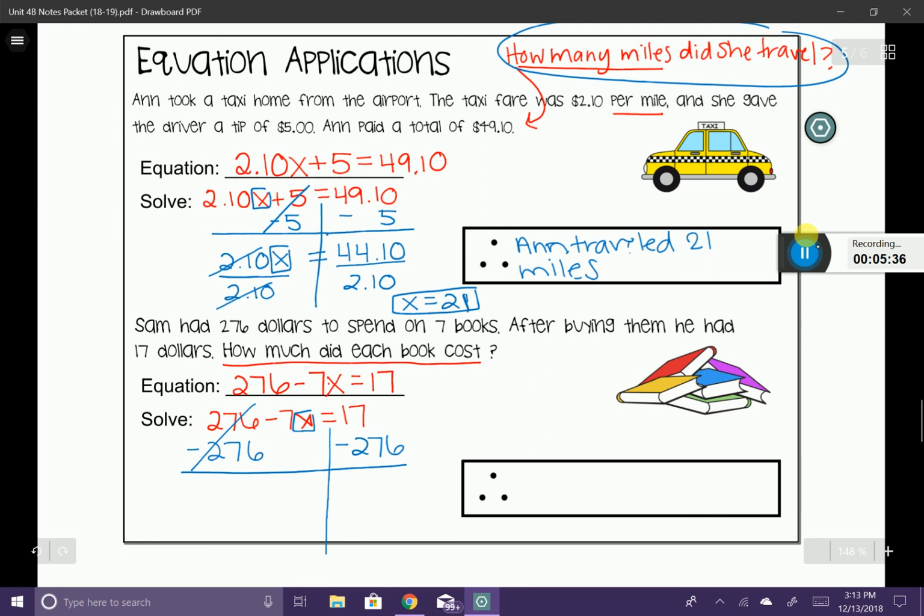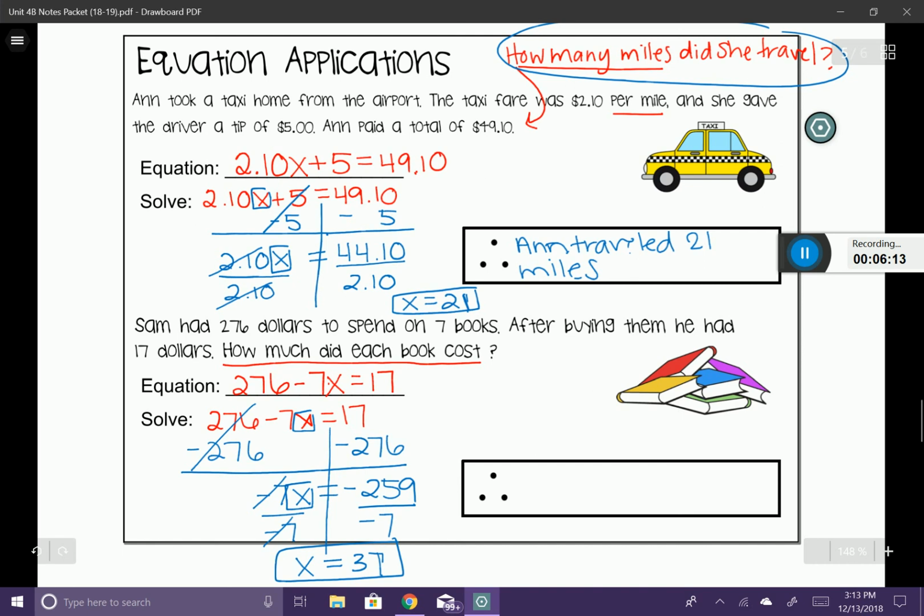My 276's are going to cancel out, and I'm left with negative 7x is equal to... 17 minus 276 is going to leave me with negative 259. But that's not quite my answer yet. I have to continue. So I'm going to go ahead and put a box around my variable, and I'm going to divide both sides by that number that's bothering the variable, negative 7. Negative 7s are going to cancel out, and I'm going to be left with x is equal to 37.